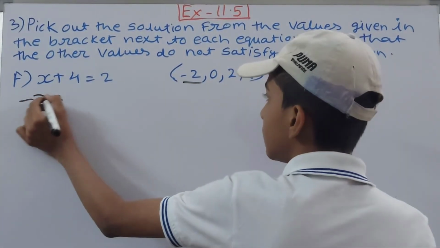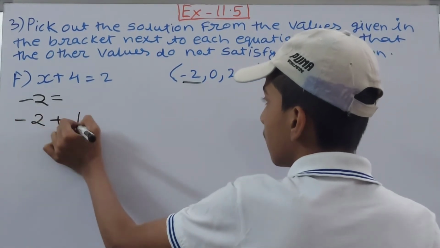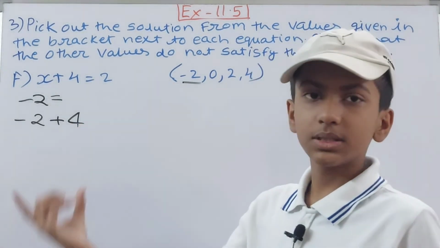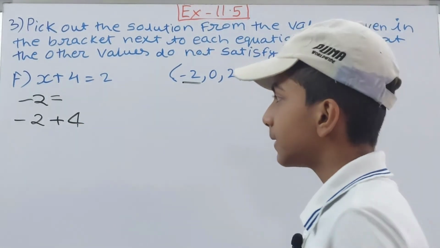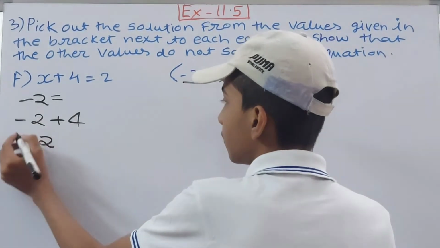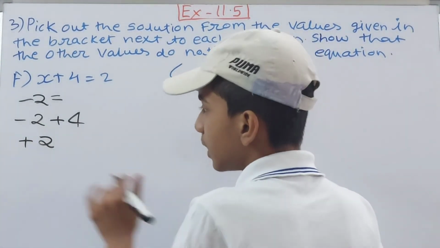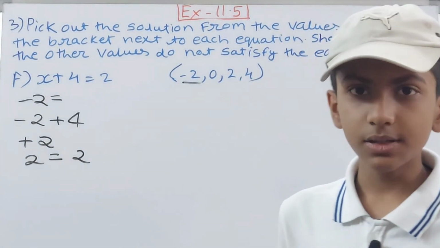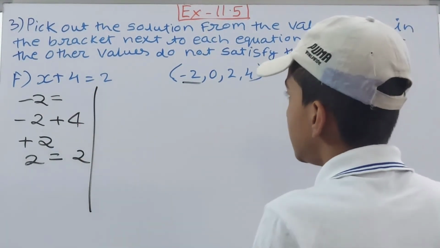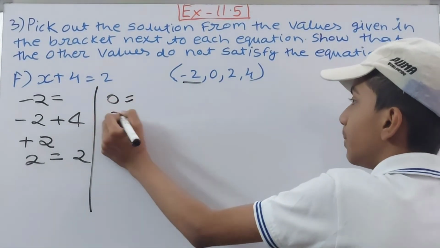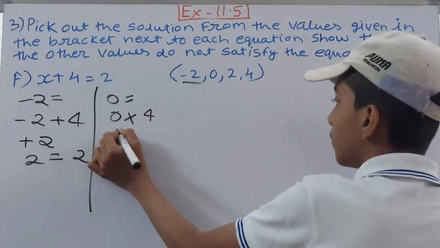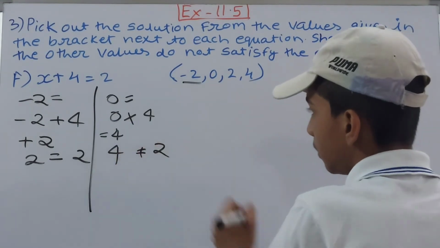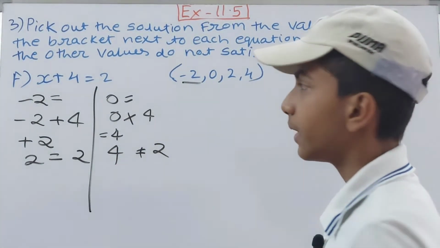minus 2 plus 4. For solving this, you can see both of these numbers have different signs, so find their difference. 4 minus 2 is 2. Put the sign of the greater number, so plus 2, or simply you can write 2. So you can see 2 is equal to 2. That means the equation is satisfied. Right. Next one is 0. So 0 will be 0 plus 4. That will be 4. Right. So 4 is again not equal to 2. So the equation is not satisfied once again.